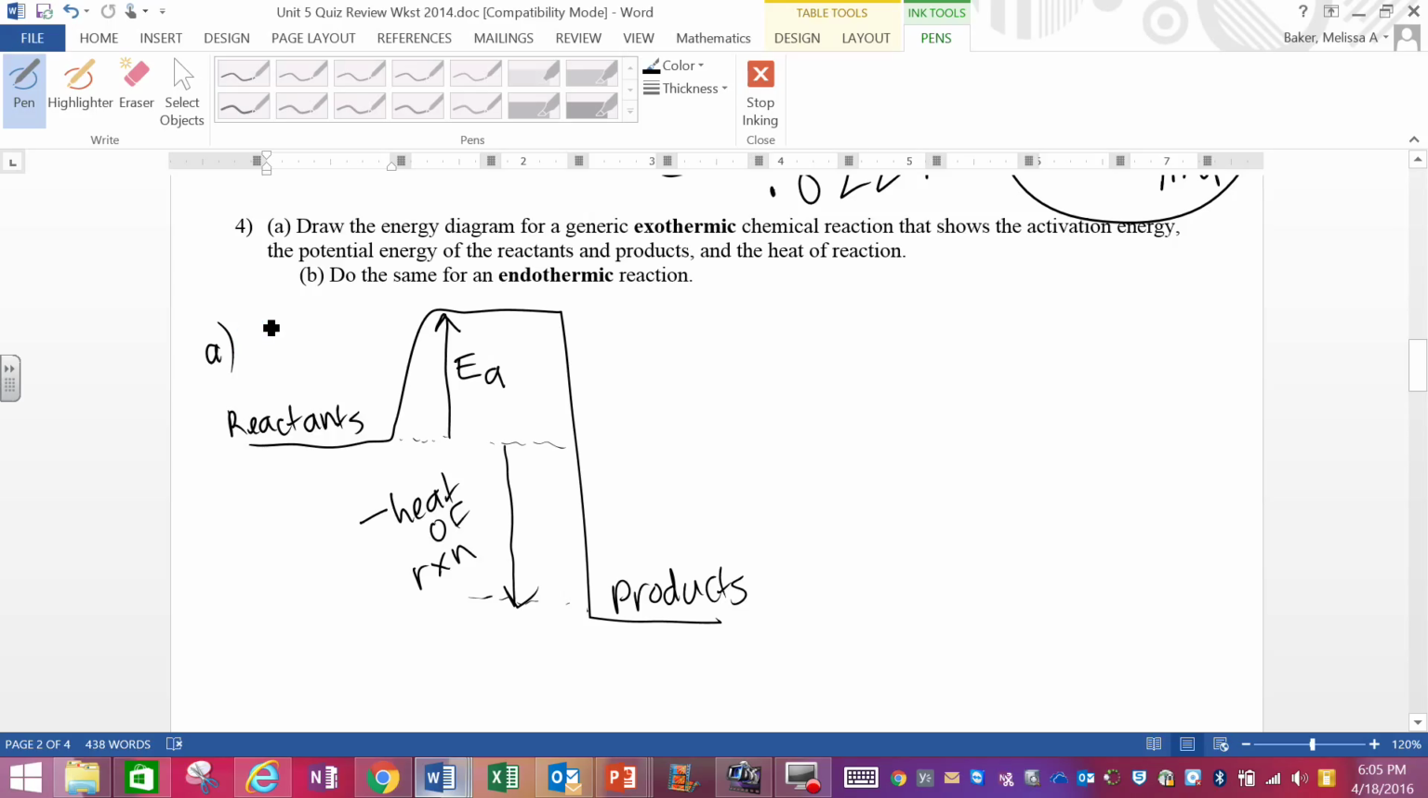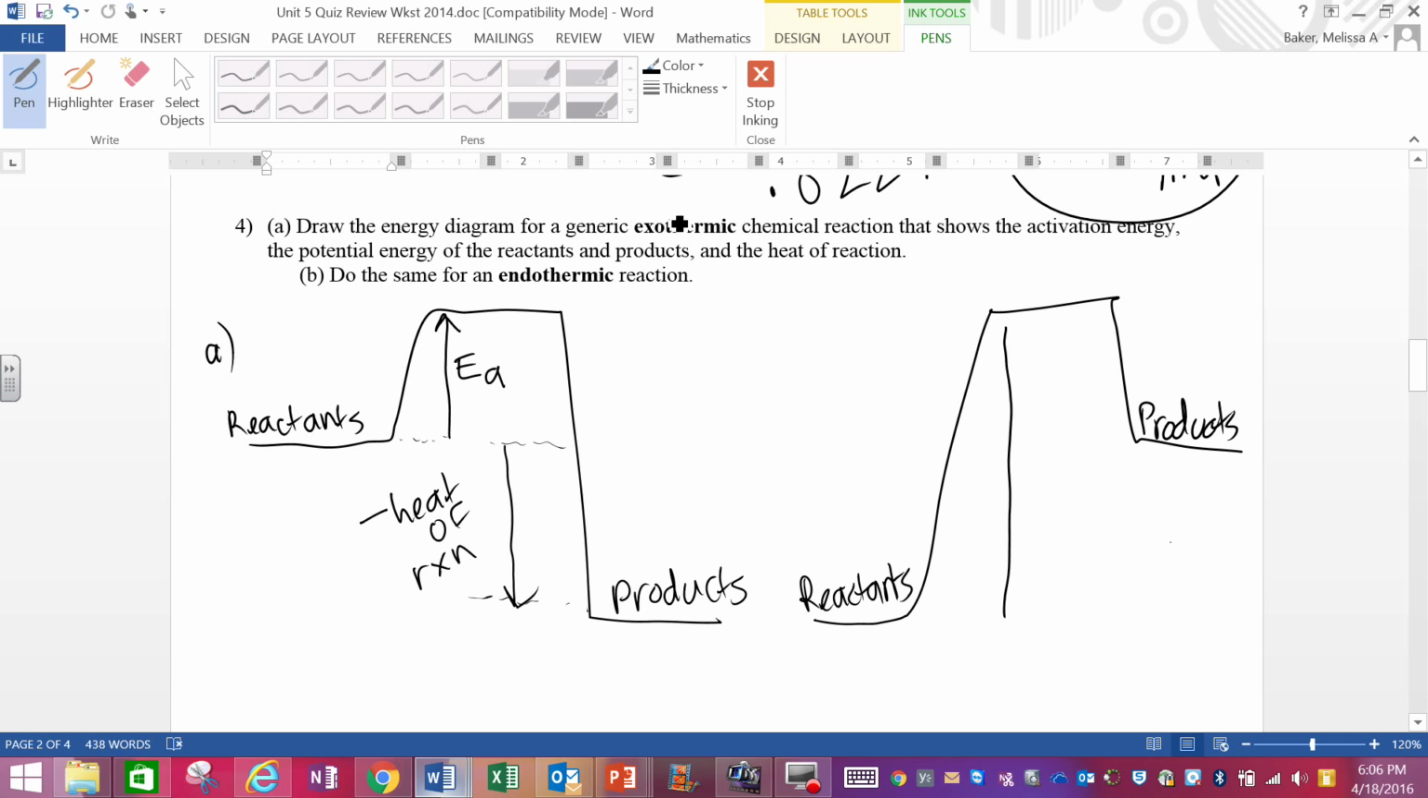That's just the notation. Okay, so now let's do kind of the mirror image here to show an endothermic reaction. Now our reactants are lower in energy than our products. Activation energy is really big for this one. And the difference between the reactants and the products, I'm going to draw it going up this time, it's a positive heat of reaction.